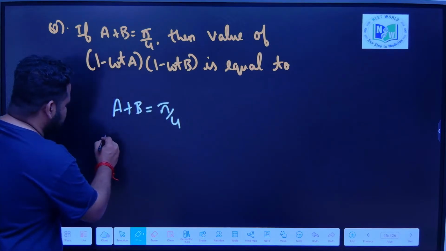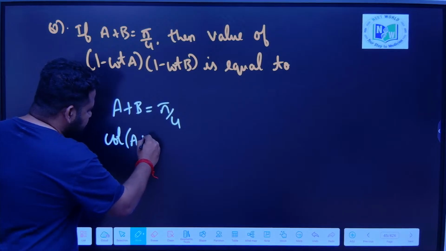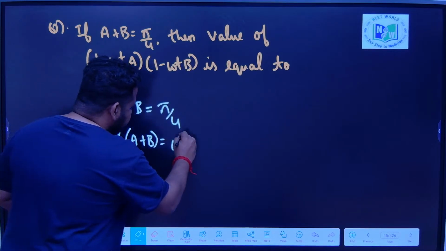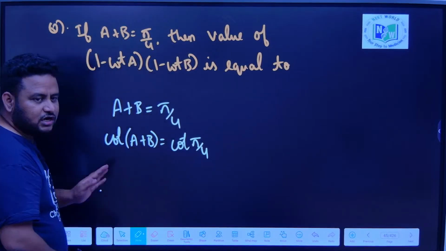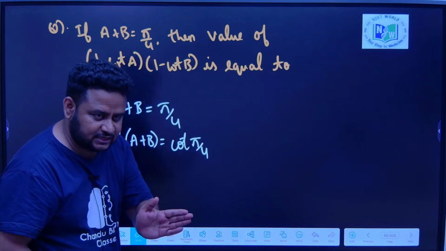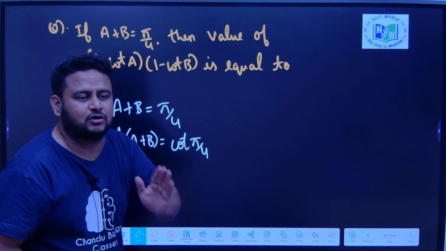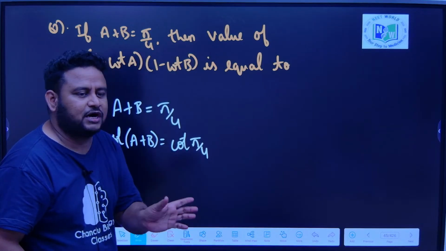If I apply cot on both sides, what does this become? This will become cot of (a plus b) into cot pi by 4. Correct? Now cot of (a plus b) is nothing but equal to what? Cot a cot b minus 1 divided by cot b plus cot a. Correct? Cot a cot b minus 1 divided by cot b plus cot a.